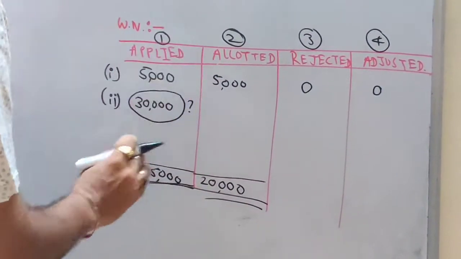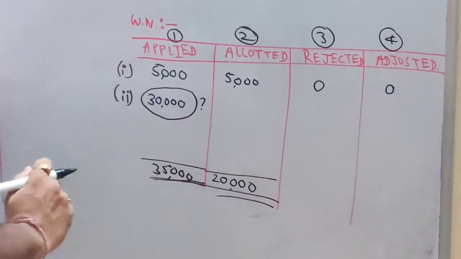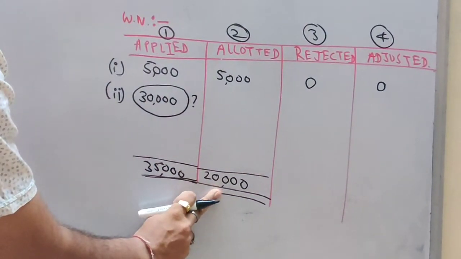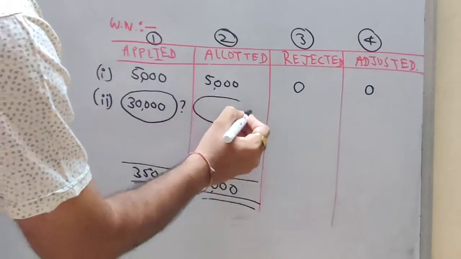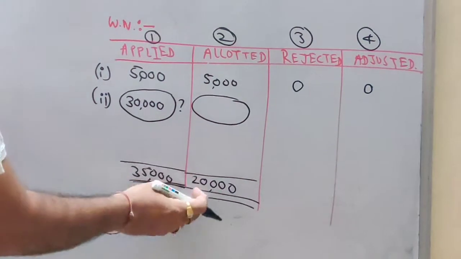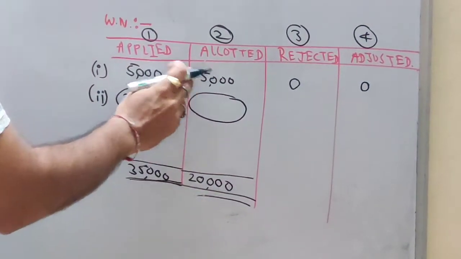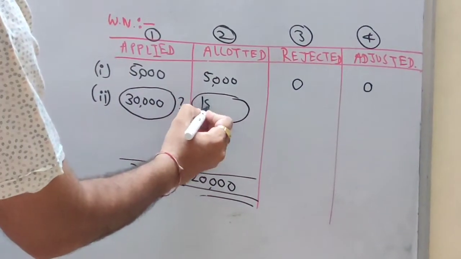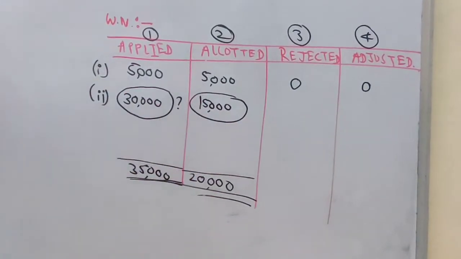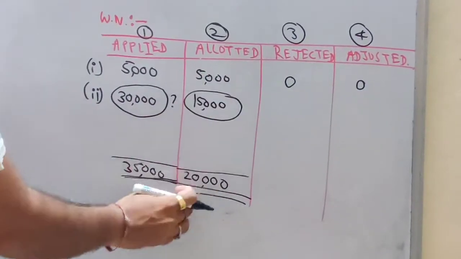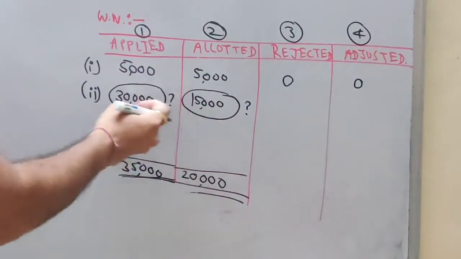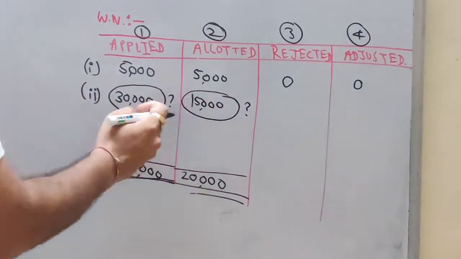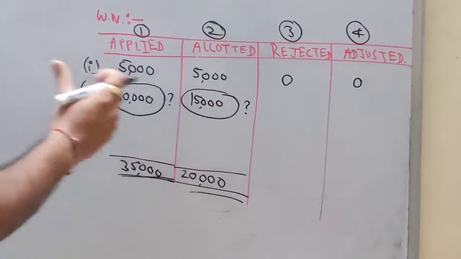Now, the total allotment which the company can do is 20,000. Out of total allotment, 5,000 is already allotted. So how many remaining allotments can the company do? Again, from this total you minus 5,000. So the company can allot 15,000 shares. That makes up the 20,000 allotment. So this is how I found this figure. They haven't given us this figure in the question. And this is pro rata.